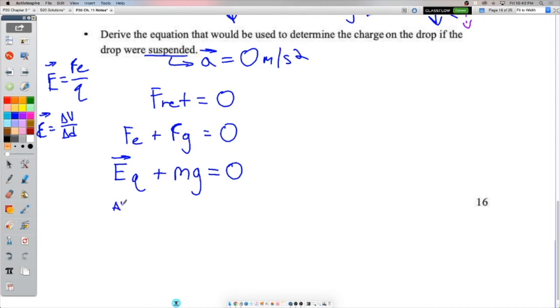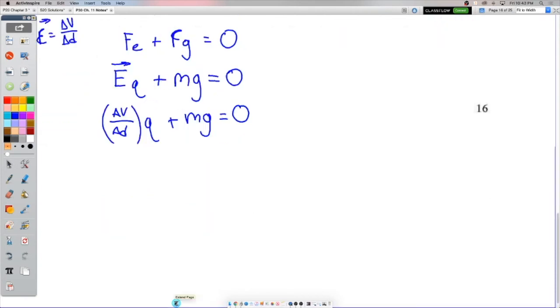So we have the potential difference over the plate separation distance times the charge. Remember, what are we doing here? We're trying to find the charge. This was Millikan's goal. We knew the charge to mass ratio from Thomson's experiment, but now we need to know, well, what is the charge?